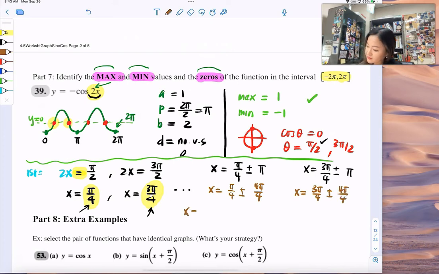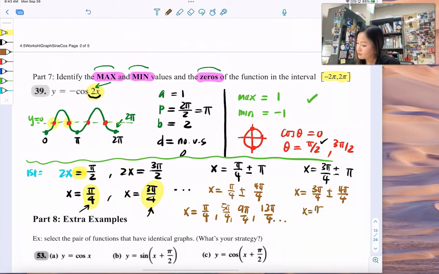And here's what happens. I start with pi over 4, right? That's the first time it happens. But what's the next one? It's 5 pi over 4. What's the next one? 9 pi over 4. You just keep adding 4 pi over 4. 13 pi over 4, etc. But also the other way around, right? The other way around.